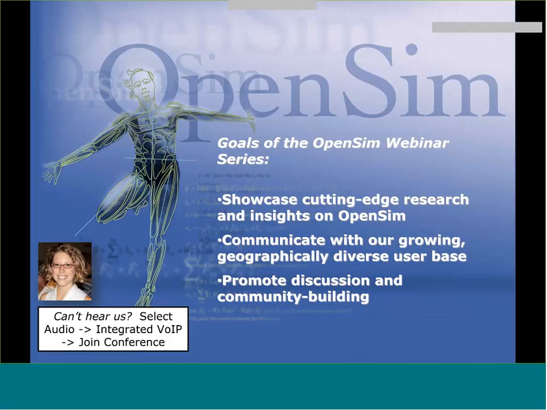So a little bit about OpenSim before we get started in case you're new to the project. OpenSim is a freely available software application for visualizing musculoskeletal structures and simulating movements of humans and animals. The first goal of our webinar series is to showcase many of the cutting-edge research projects that are being conducted with OpenSim. OpenSim is also a large and geographically diverse community of users. So the second goal of our webinar series is to provide a platform so that all of you, the members of the OpenSim community, can communicate and collaborate. Next slide.